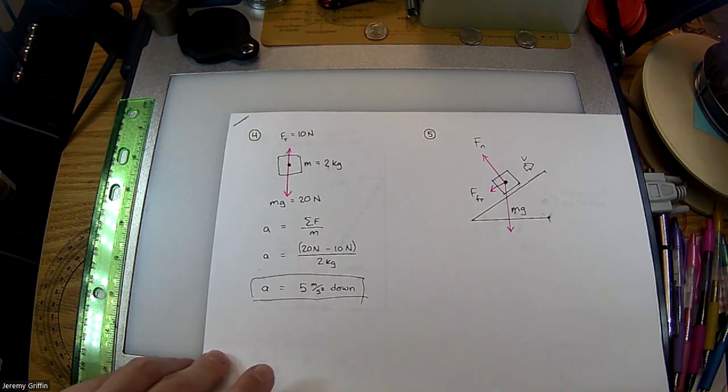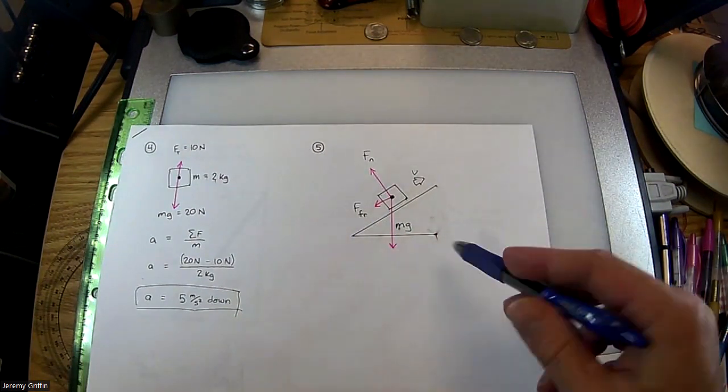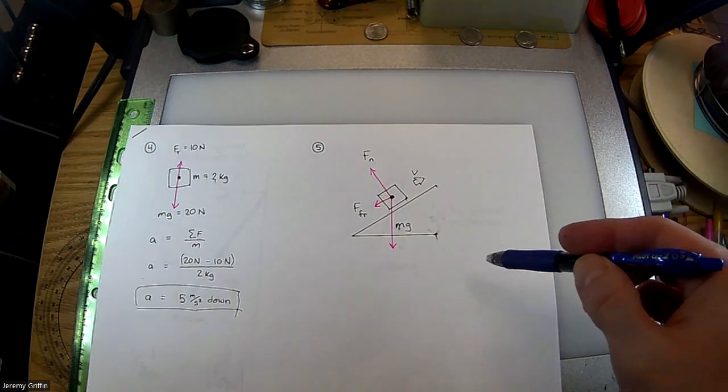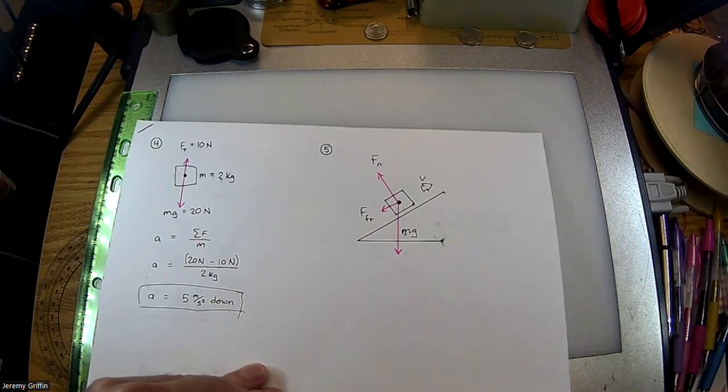The next question: there's a block sliding up an incline that has friction. What's the free body diagram? You have weight, normal force, and friction force like that.